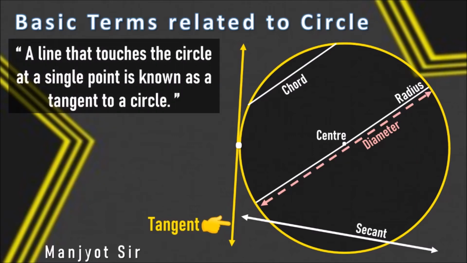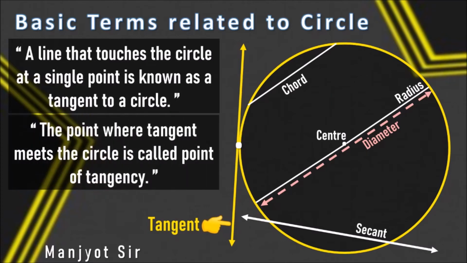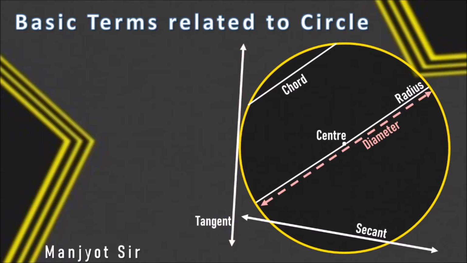So that means you can say a line that touches the circle at a single point is known as a tangent, and this single point is called the point of tangency. The point at which the tangent meets the circle is called the point of tangency. I hope everyone is clear with tangent. Now, we'll quickly revise everything. So we have studied a couple of terms over here.